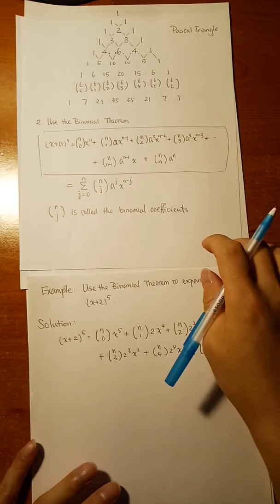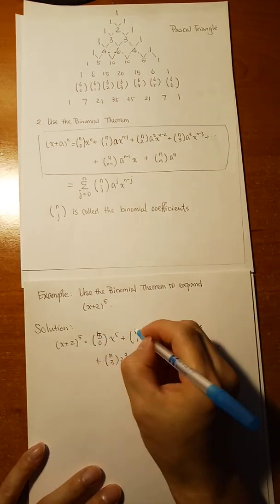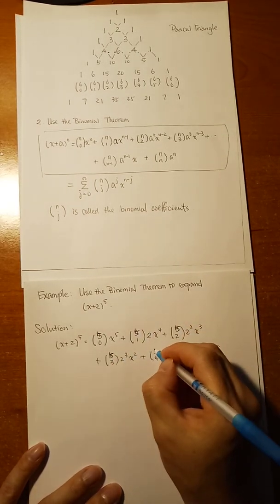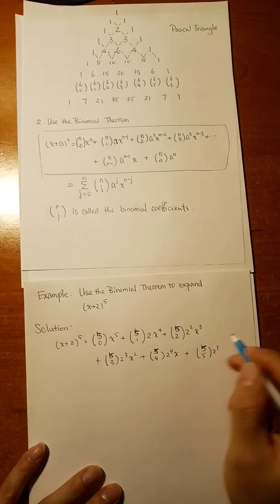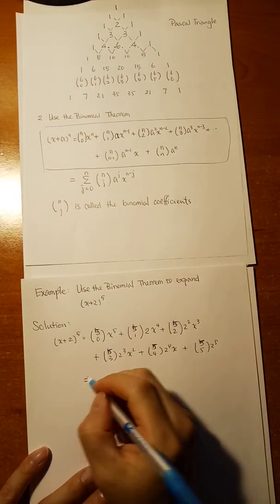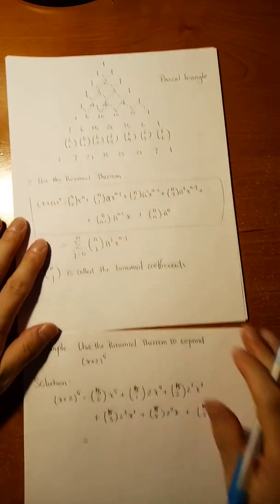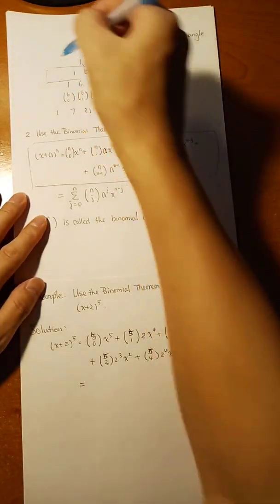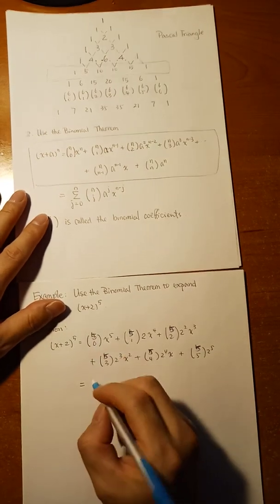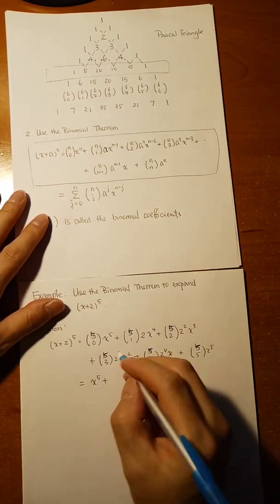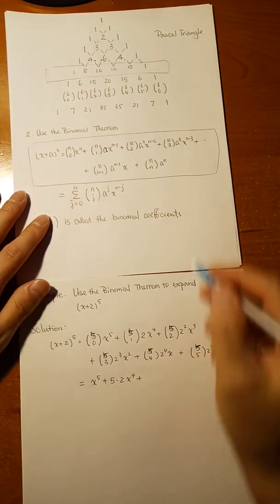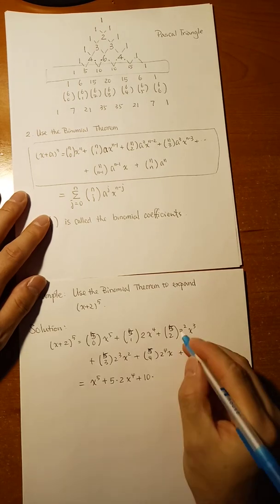And now let's try it. Not n, it's 5. It's always 5, my bad. This n is the power 5. So from Pascal's triangle, this is Pascal's triangle for n equal to 5. So 5 choose 0 is 1. 5 choose 1 is 5. So 5 times 2, x to 4. 5 choose 2 is 10. 10 times 2 squared is 4.